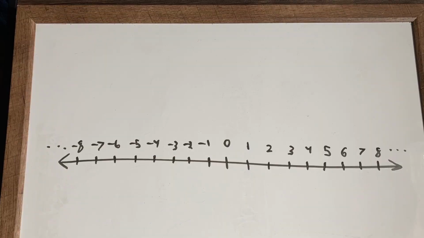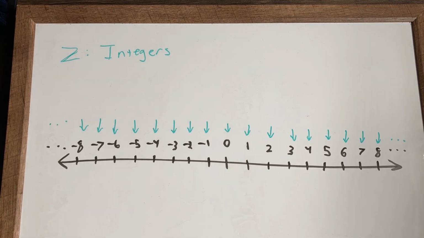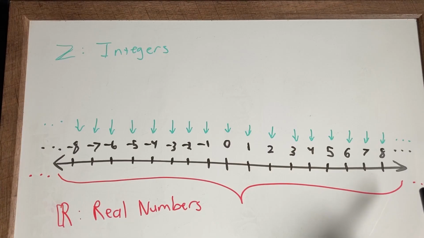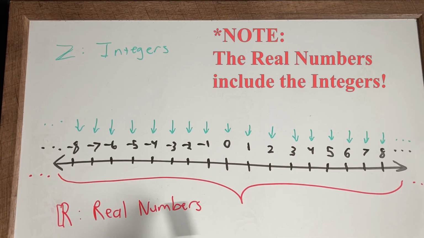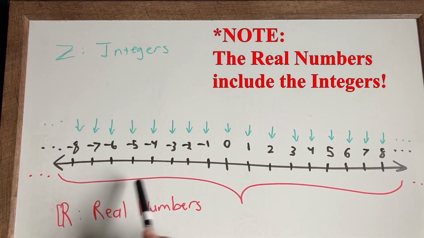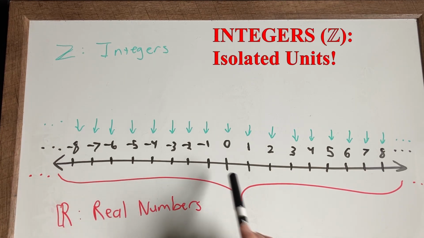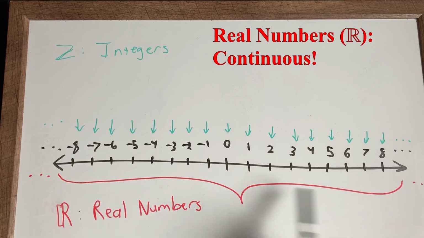So one way to look at this visually is if we have the real number line here before us, all these tick marks that are the whole numbers, those are the integers. But the real numbers take up that entire solid line, like the entire spectrum. They include these, but they also have every little thing that's in between them. In other words, the integers are isolated units, but the real numbers are on a continuum.